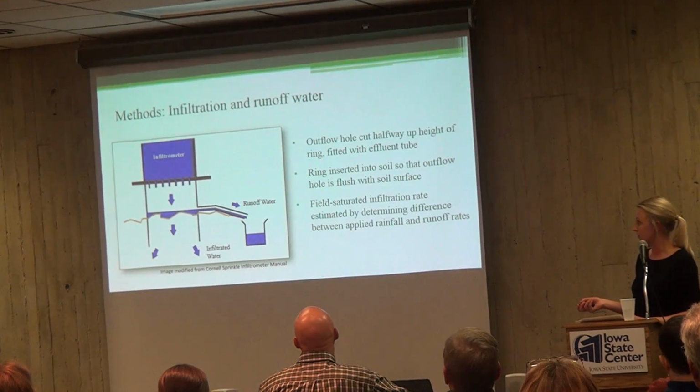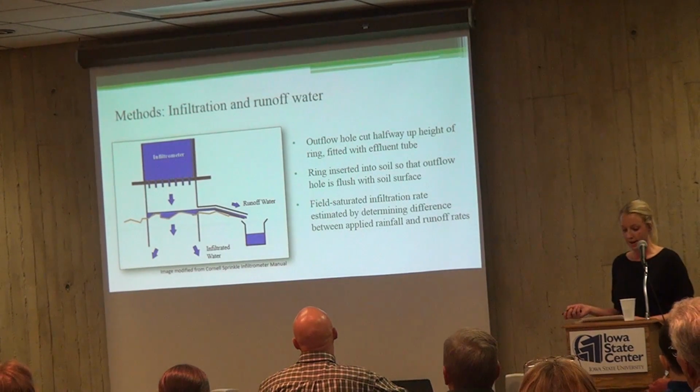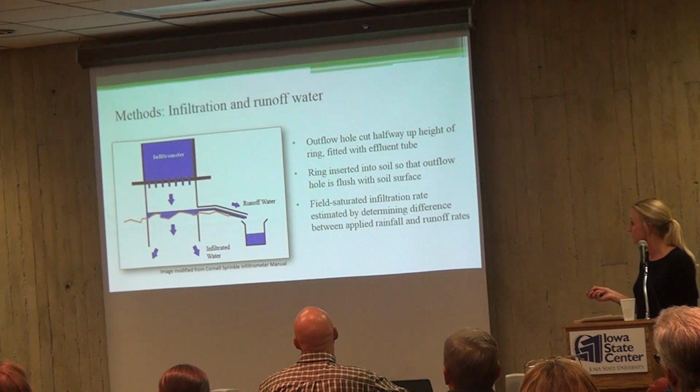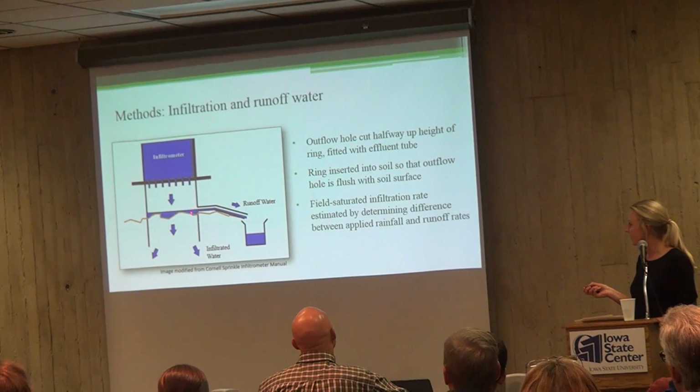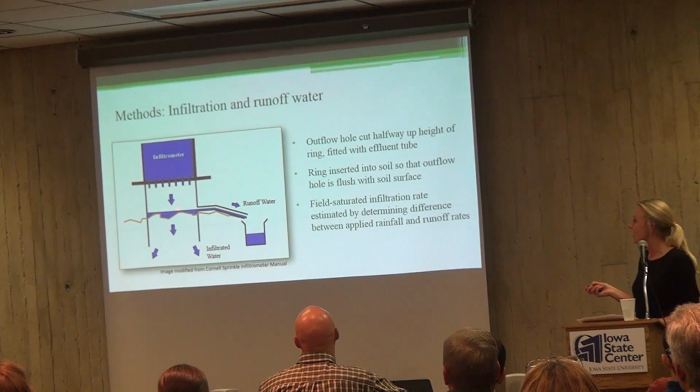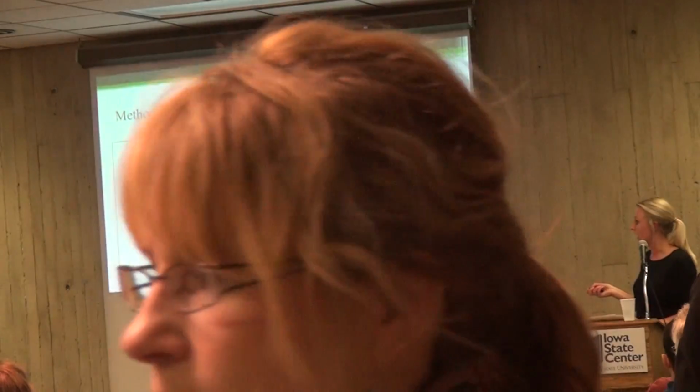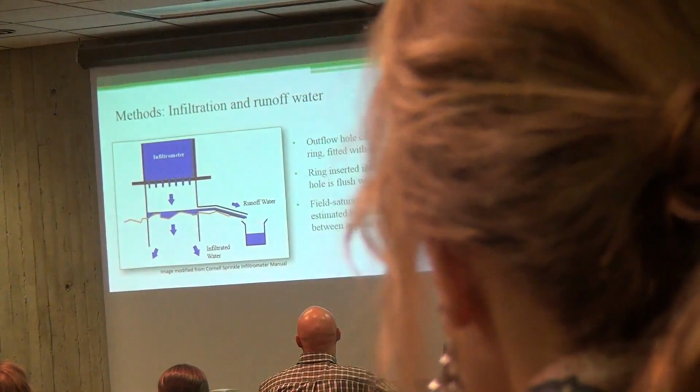So this is a diagram of the infiltrometer. There's an outflow hole cut about halfway up the side of this metal ring that's inserted into the ground. And in the outflow hole, an effluent tube is attached, and this is where we're collecting our runoff water. So any water that's raining down and not infiltrating to the ground is what we're calling our runoff water.